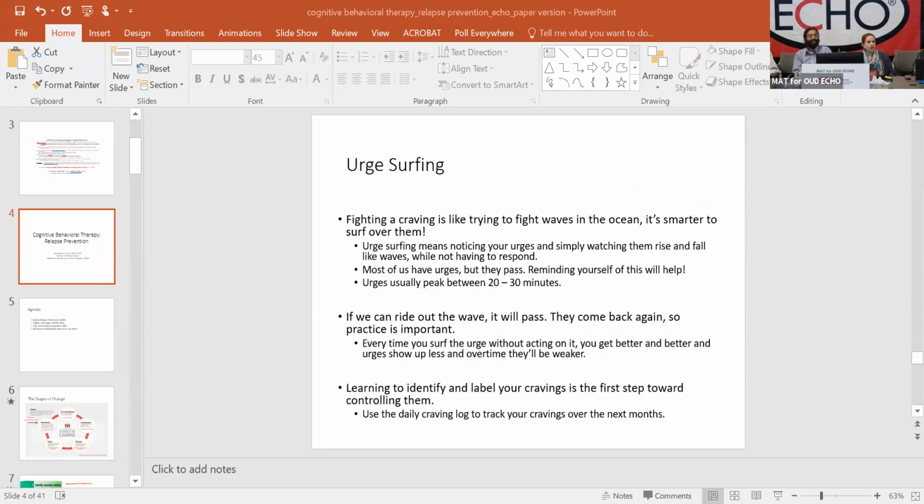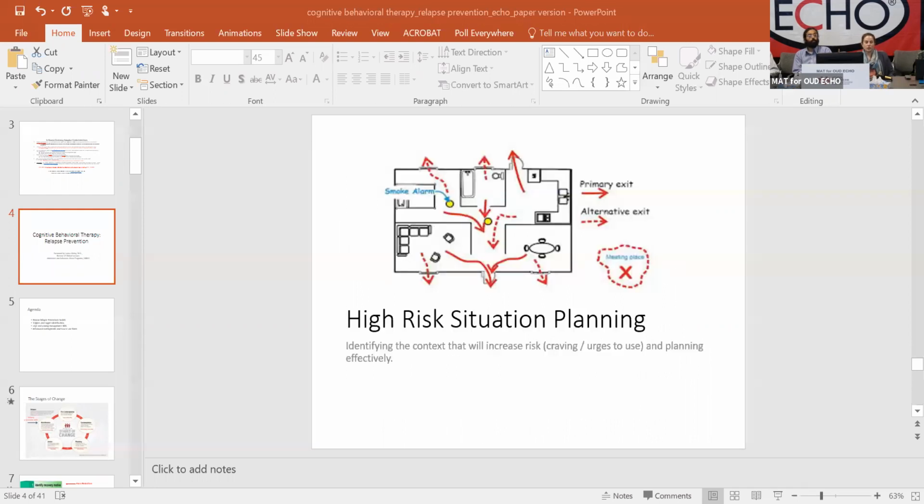There's my urge circuit. I had it in the wrong section. Okay, here we go. So helping them to deal with the cravings, write it out like a wave, identify and label the craving, help them control it.